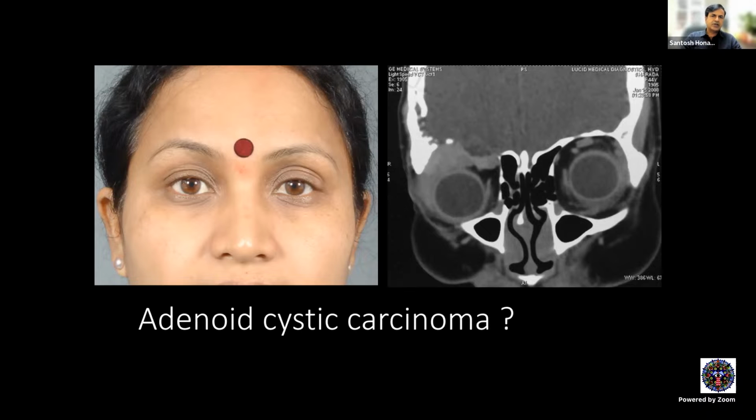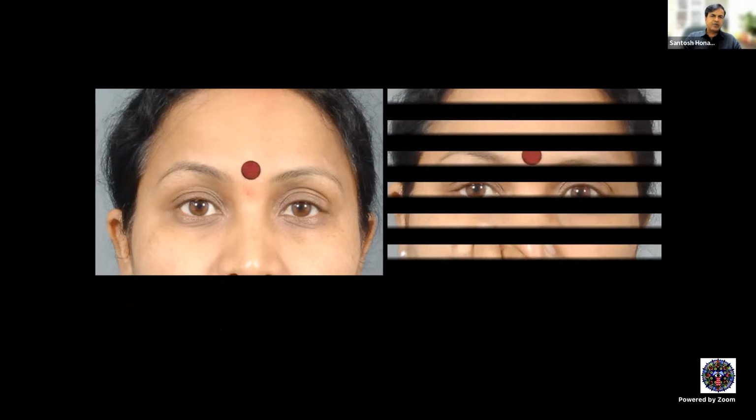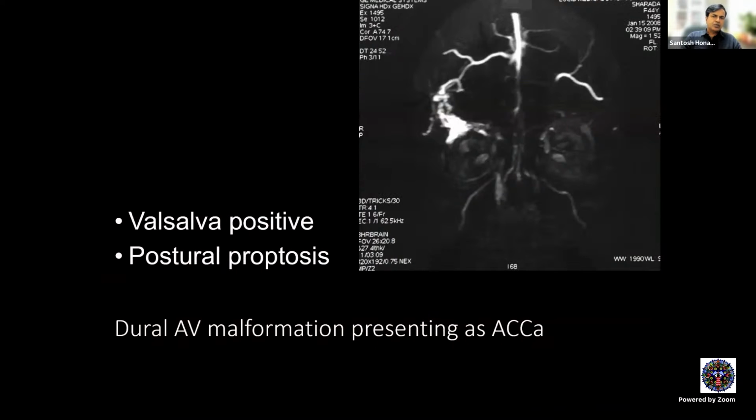Possibly. There is a tumor which is isodense on CT scan, isodense on MRI, located in the superior-temporal orbit, involving or seemingly involving the lacrimal gland with a lot of bone changes. So it could be, but when you do Valsalva maneuver in this patient, you see that the eye is bulging forward and she had a postural proptosis as well.